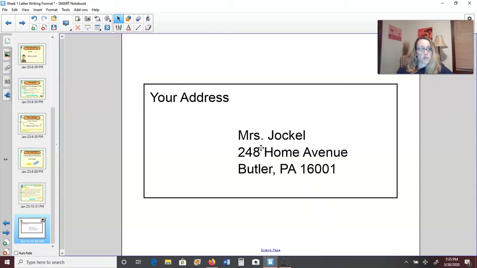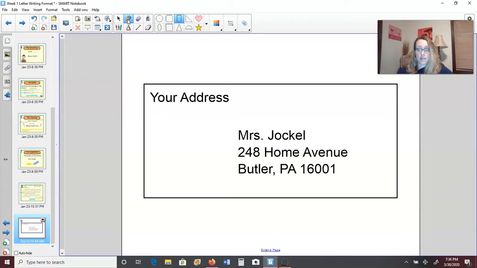the person's address who you would want to mail the letter to in the center of the envelope, using everything we've learned about addressing a label, capitalizing the person's name, capitalizing their street name. Mine is Home Avenue because those are proper nouns, a specific place where I live. Butler is the city. PA is the abbreviation for our state, Pennsylvania. You would capitalize the P and the A, and a comma in between the two because you're separating the city from the state. And then, of course, we need the zip code.